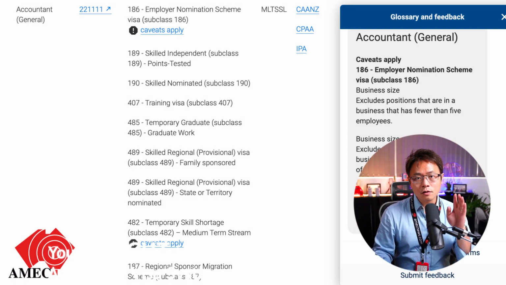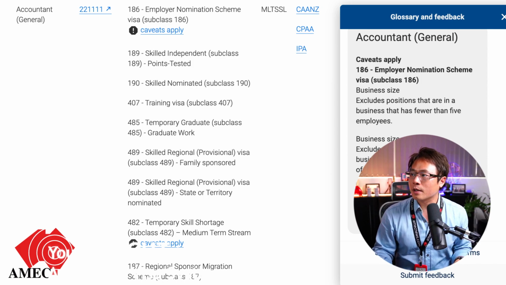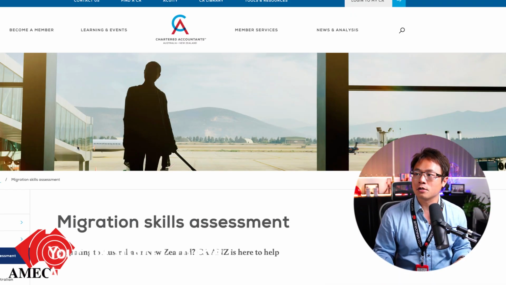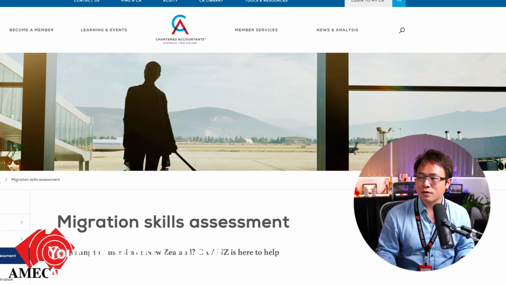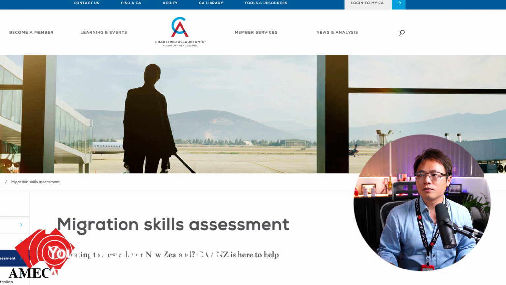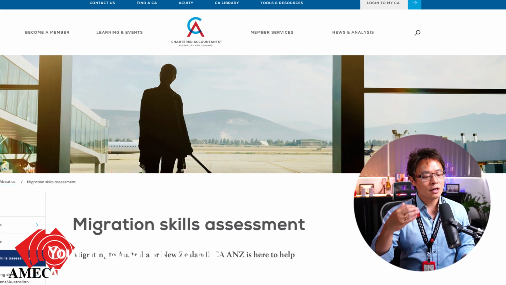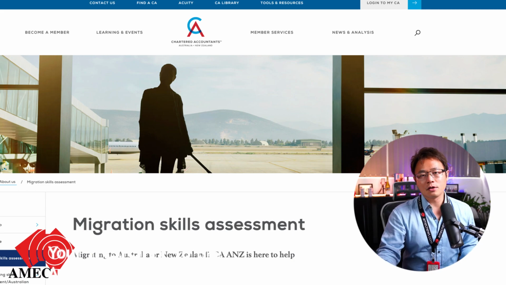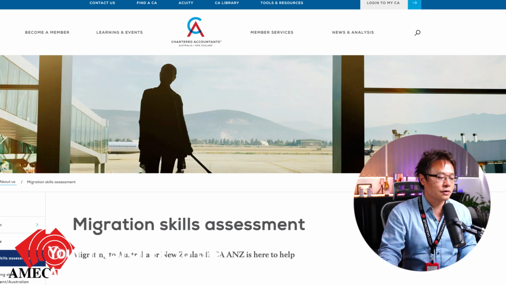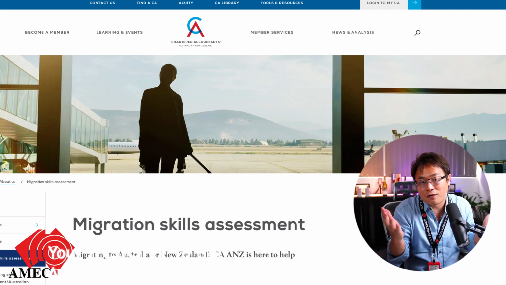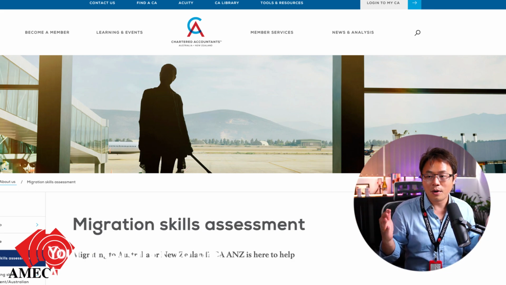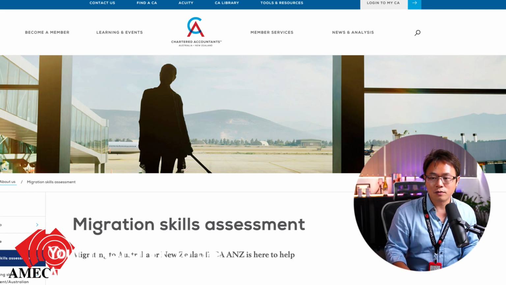Okay, let's move into the actual skill assessing authorities, and the first one that we are going to take you into is Chartered Accountants. Now people ask what the differences are here. Look, there is really not much difference between Chartered Accountants, the Institute of Public Accountants, and CPA. It's just the assessment result, the letterhead, that is different because they are different authorities, but the procedures are generally the same.